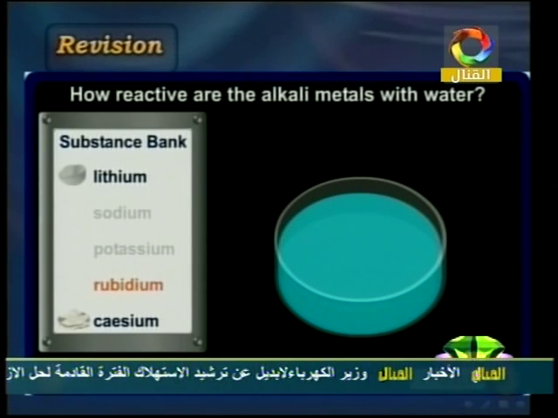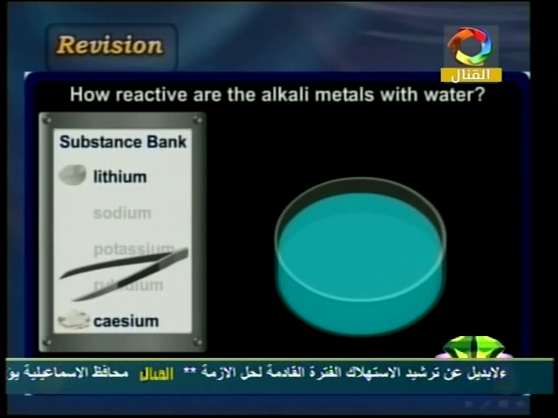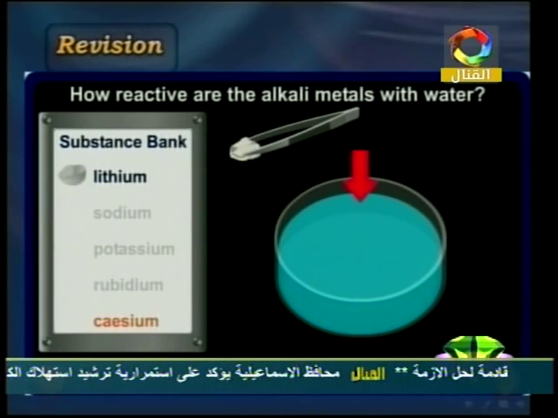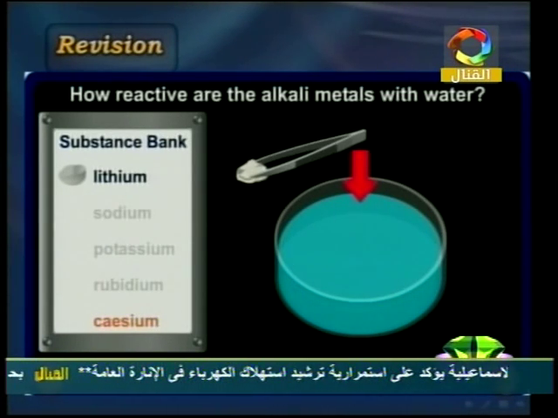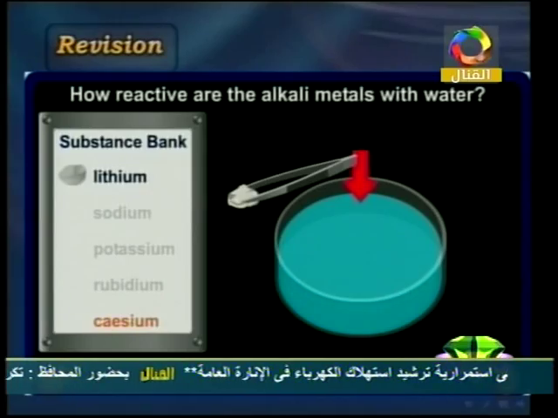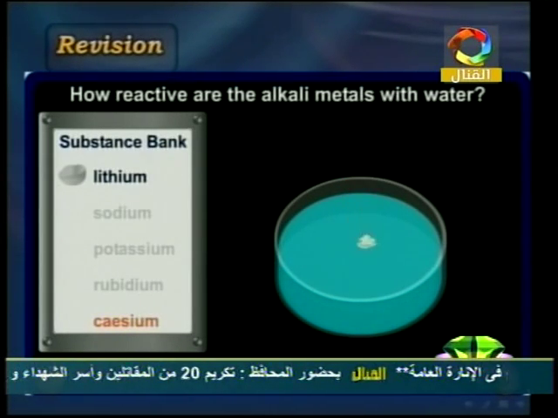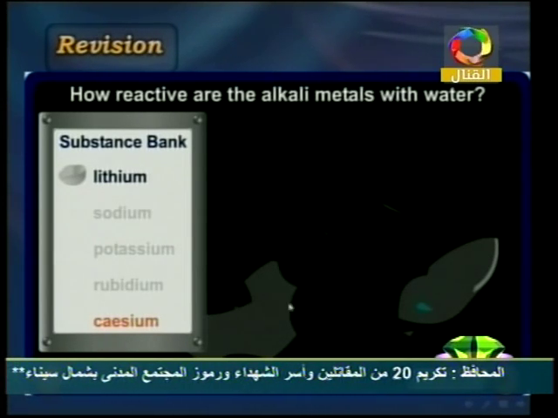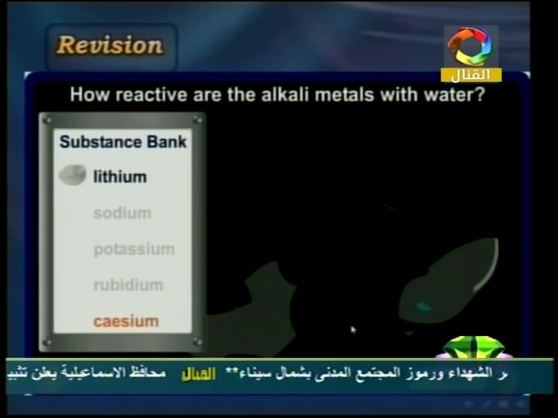Another one, for fun: we have another metal like that called cesium. Cesium is very strong, stronger than sodium and potassium. Cesium makes an explosion and damages this beaker like this if I put it in. We have damage to the glass, because it is very, very active.